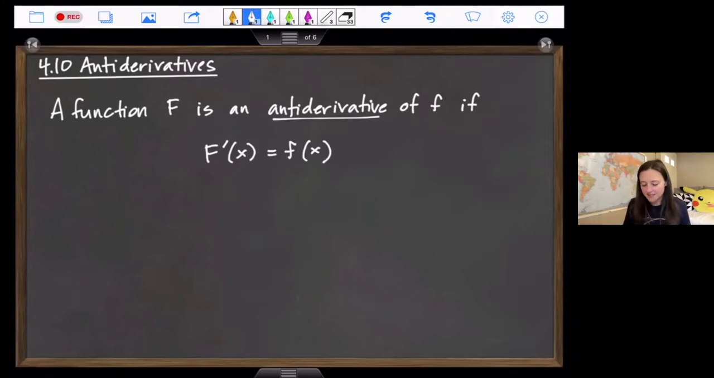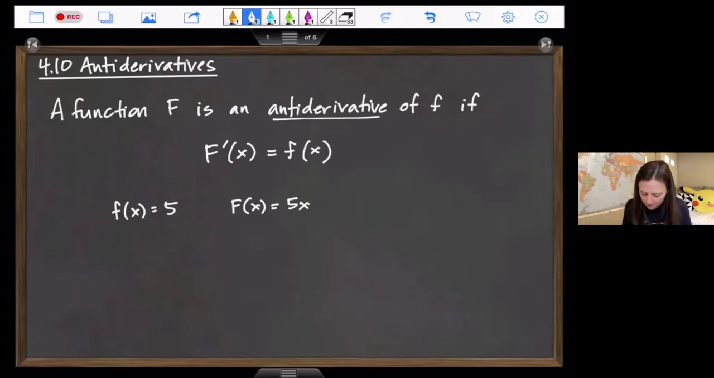So for example, let's say they tell us that lowercase f of x is equal to 5. We're going to try to find the antiderivative of 5. So we're going to think, what kind of function could we have taken the derivative of and gotten an answer of 5? Well, this usually happens when we've taken the derivative of a linear function where we just kind of peel off that constant multiple. So maybe capital F of x would be equal to 5x. So 5x is an antiderivative of 5.